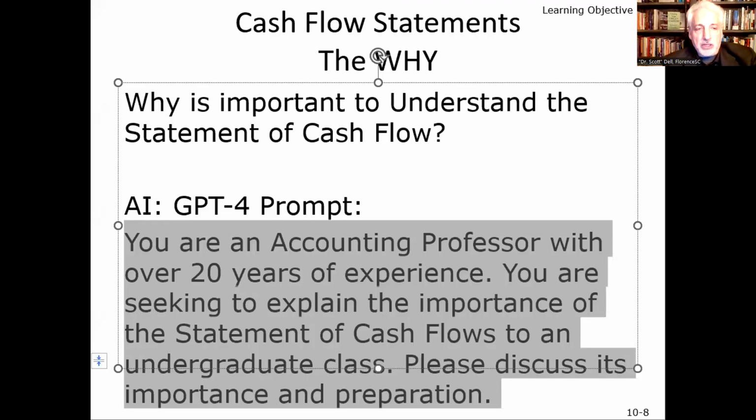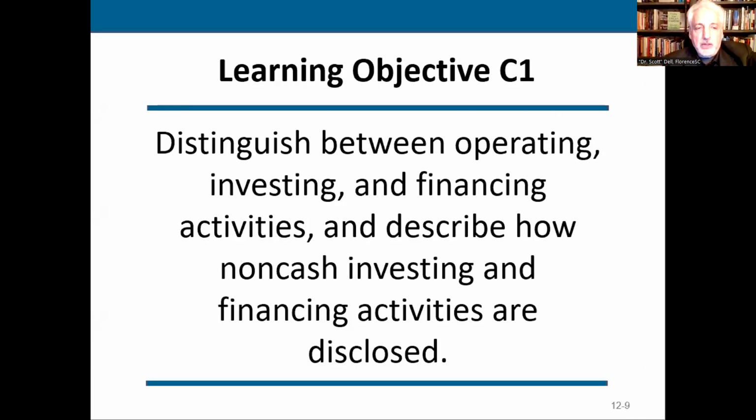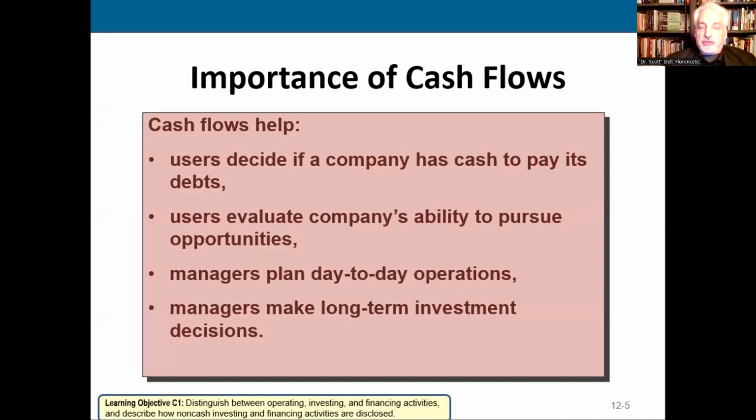So I'm going to go back to PowerPoint, and we're going to go over some learning objectives. We're going to distinguish between operating, investing, and financing activities. And the importance. Well, we just talked about importance. GPT-4 gave us some pretty good answers. Users decide if a company has cash to pay its debts and obligations. I think that's kind of important. I guess you do too, I hope.